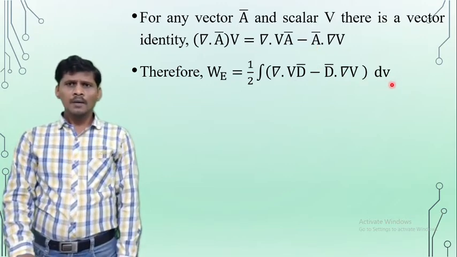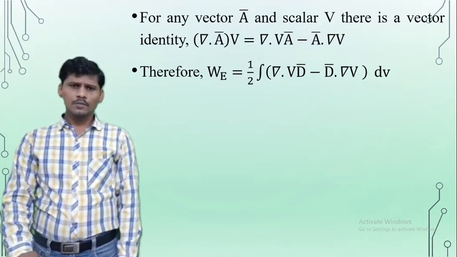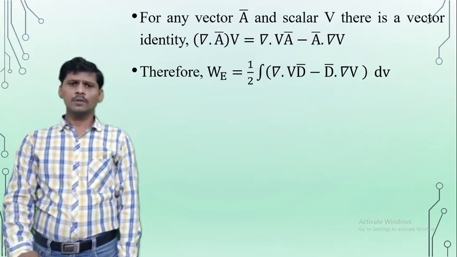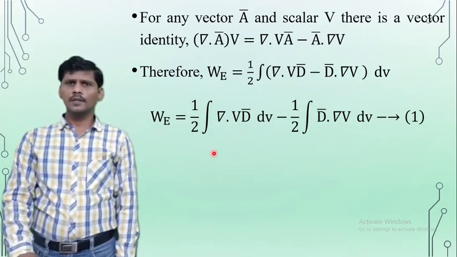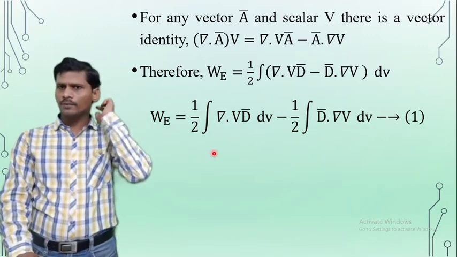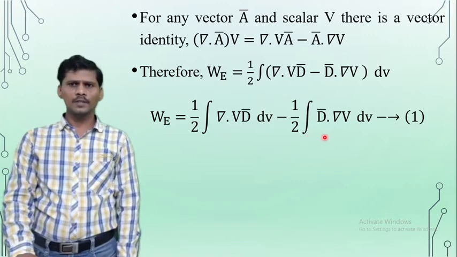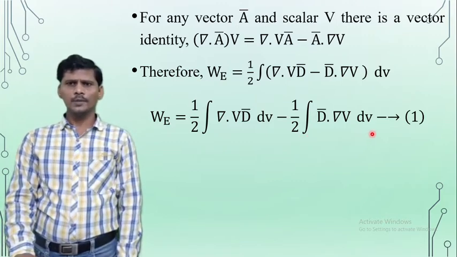dV. Applying the integration to both the terms, we get W is equal to 1 by 2 volume integral of del dot VD bar into dV minus 1 by 2 volume integral of D bar dot del V into dV.